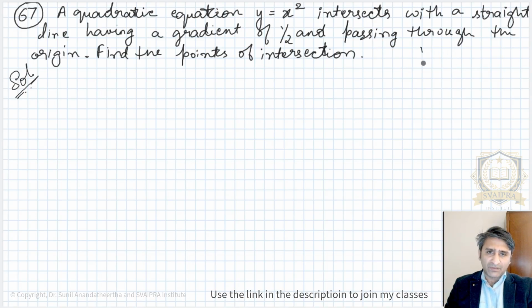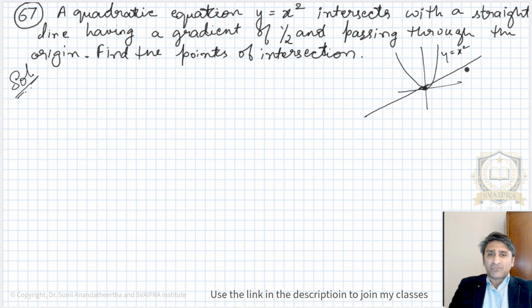Okay, so what we have here is a parabola which goes through the origin, an upright U parabola, y equals x squared, and then we have another straight line which has a gradient of half. So therefore it's slightly shallow and it passes through the origin, so that's our origin. We're going to find the points of intersection of these two, point A and point B. That is x plus and that's y plus, and we have our origin.